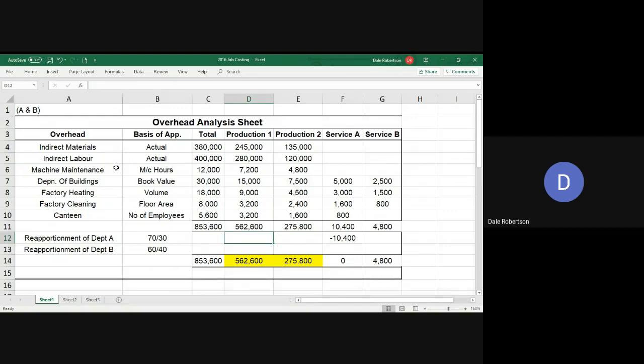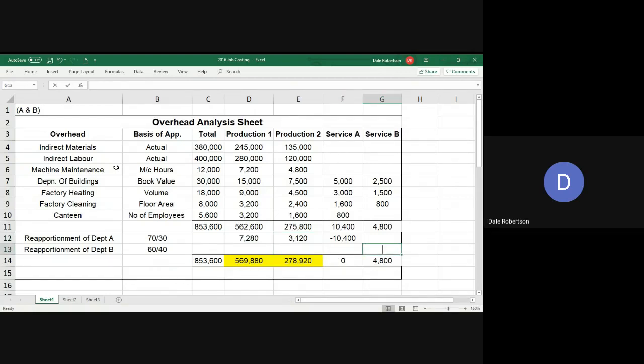And we are told in the third piece of information in the question, it says service departments are to be transferred to the production departments. Service department A is 70/30. So therefore you take this and you multiply by 70% and 30%. Now the 70% is going to get you 7,280, and the 30% is 3,120, and that is a total of 10,400.